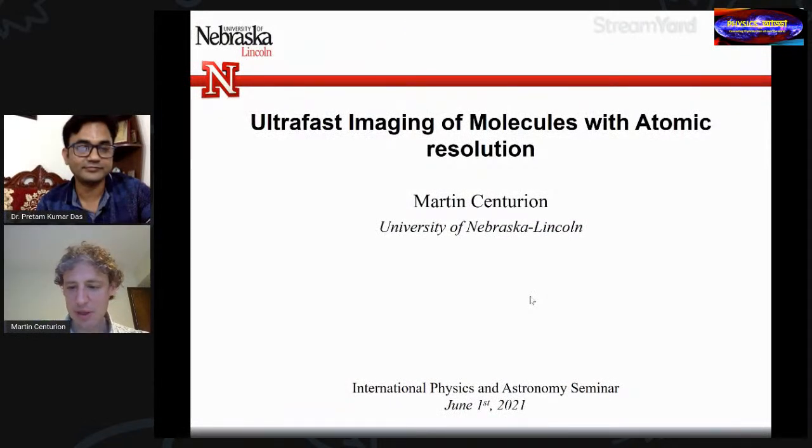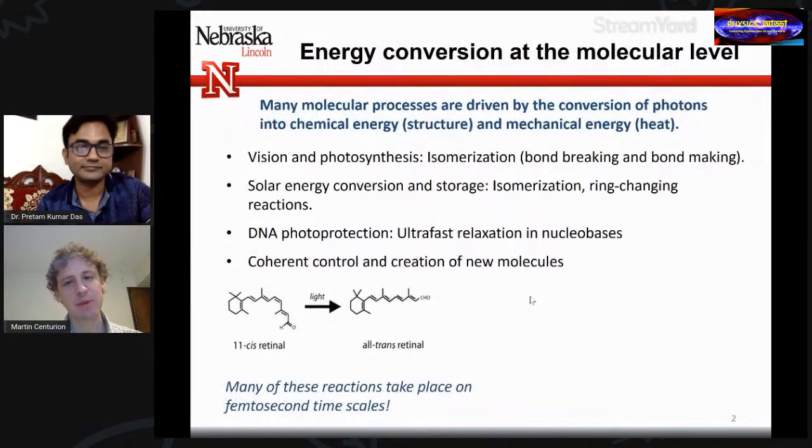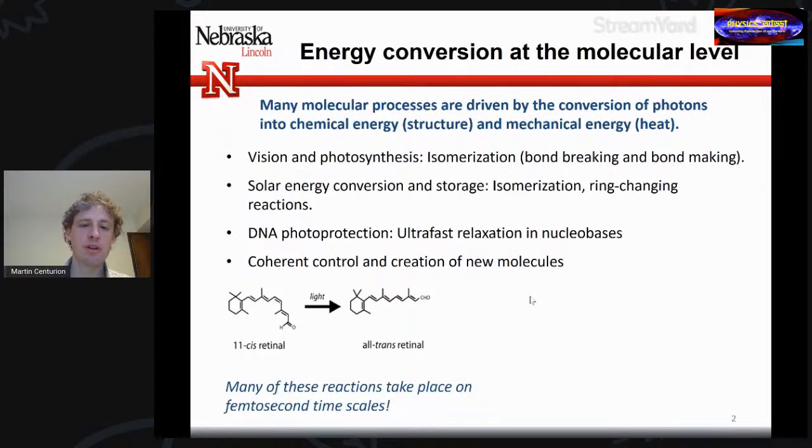So I think we got the title down. So maybe let me explain a little bit what is the research that we do in my group. Our main interest is to understand how light is converted into other forms of energy at the level of single molecules. So how does a molecule absorb light and convert this energy into chemical energy by changes in the structure, or into mechanical energy, which is heat by vibrations?